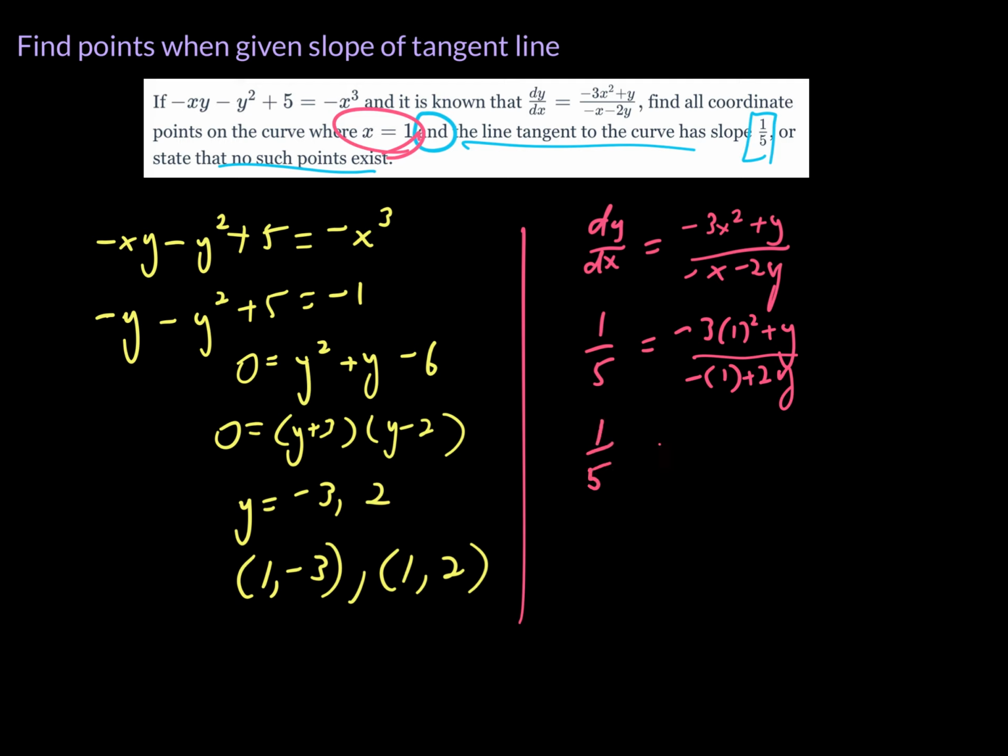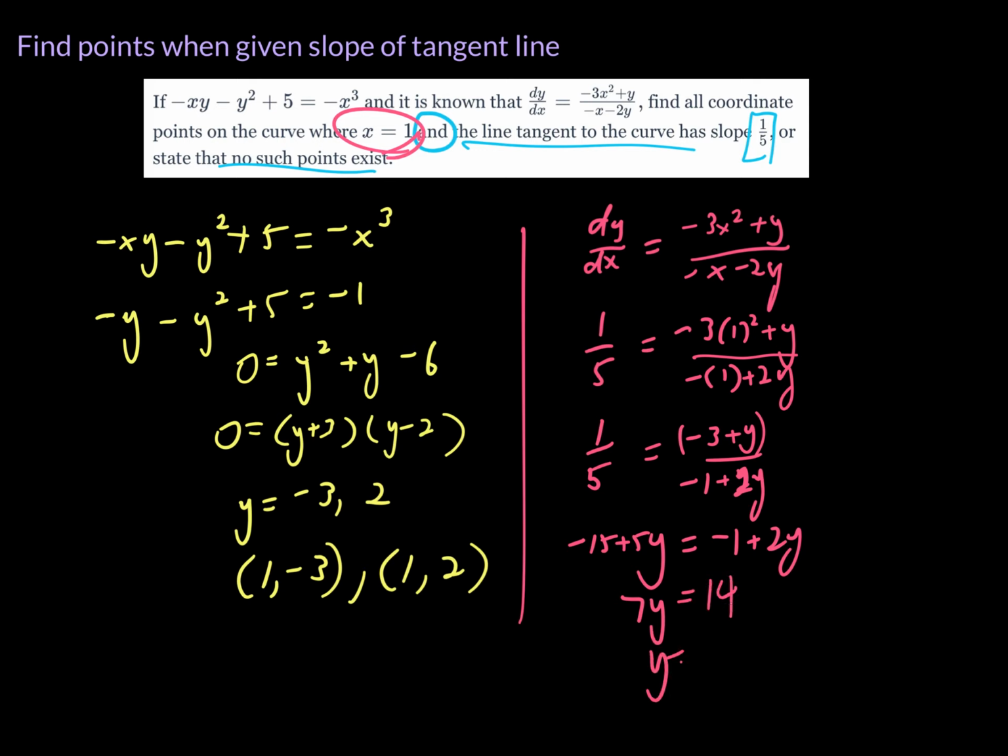All right, let's simplify this. So that's going to be -3 plus y, and that's -1 plus 2y. I'm going to cross multiply, and don't forget to distribute the 5, so that's -15 plus 5y. 1 times anything is itself. This was a 2, so 2y. If I move that over, you get 7y equals 14, so we got ourselves y equals 2. So it looks like the point when x is 1 and y is 2 is the one with a slope of 1/5. There's your only answer, (1, 2).